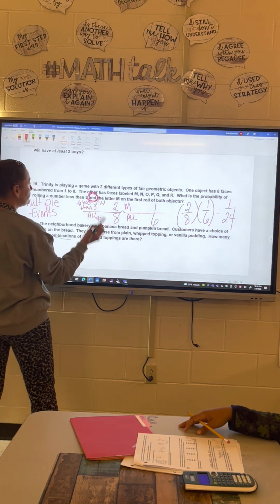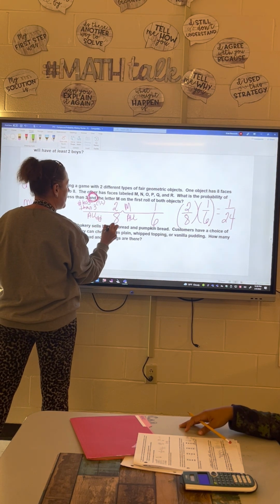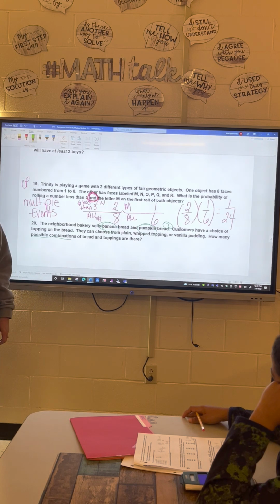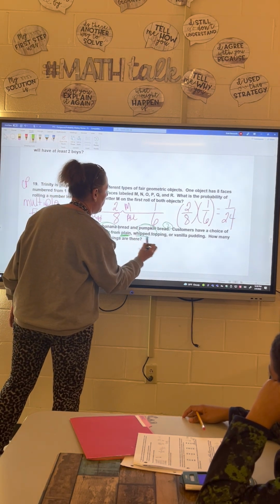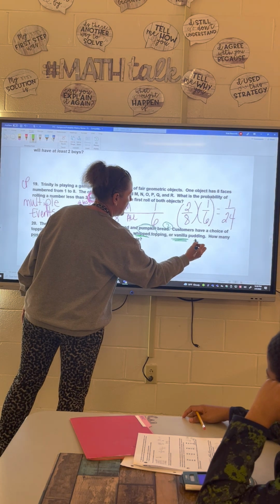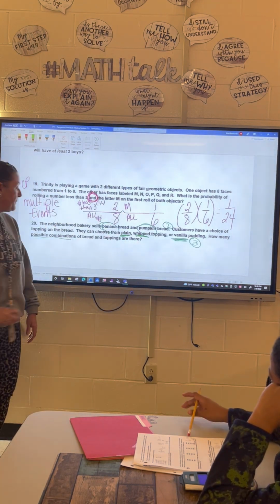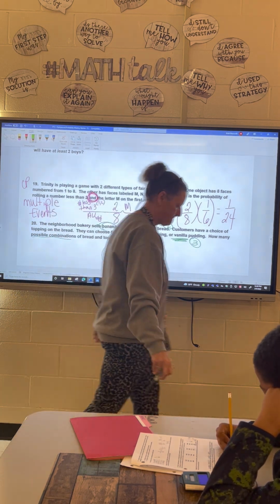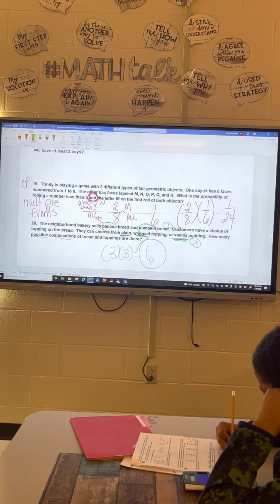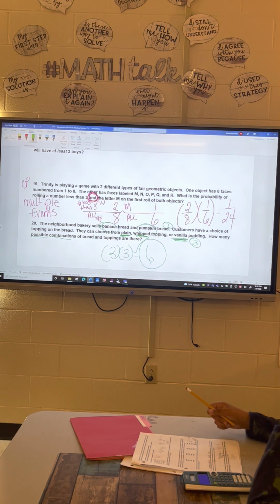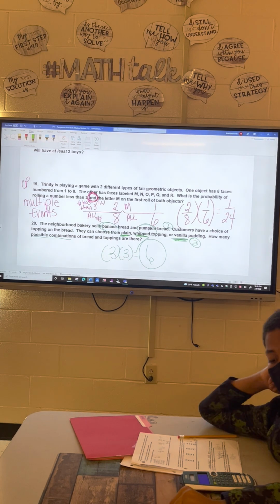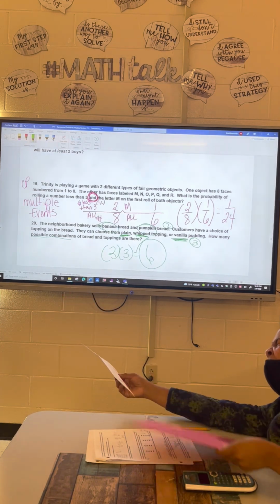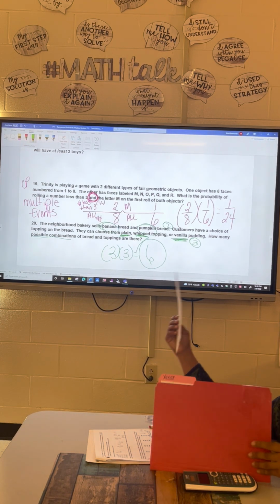All right, ready? You've got banana bread or pumpkin bread. That's 2 breads. Okay? You've got plain, whipped, or vanilla pudding. That's 3. So my possible combinations is 2 times 3, 6. That's how many combinations I would have. Now, that doesn't tell me what the combinations are. It only tells me how many. But it doesn't tell me what they are. Okay? But it tells me how many. All right?